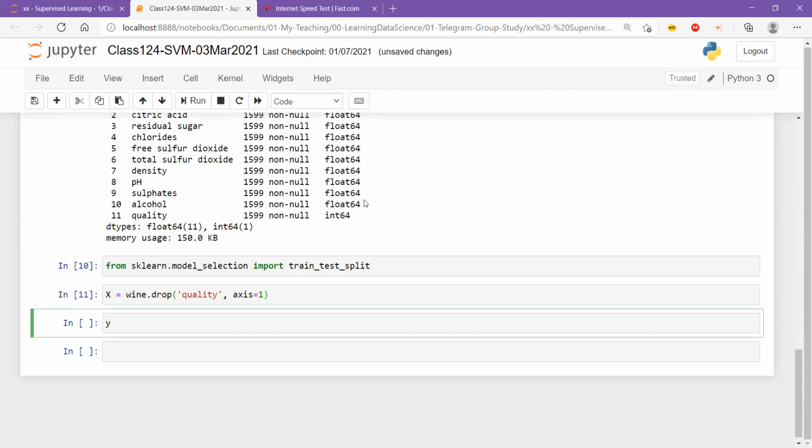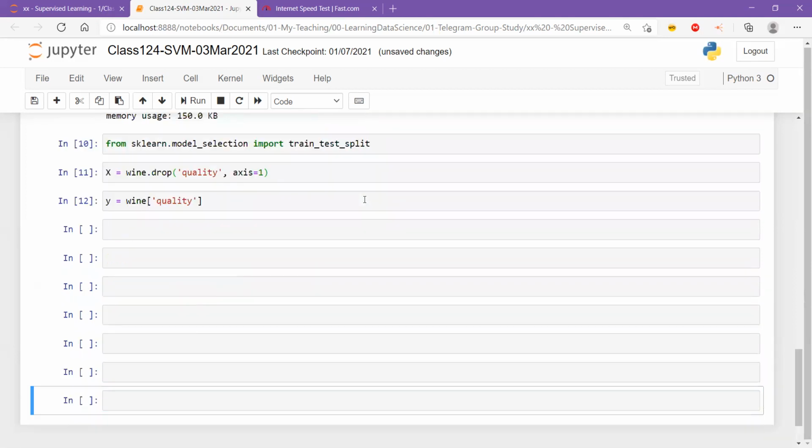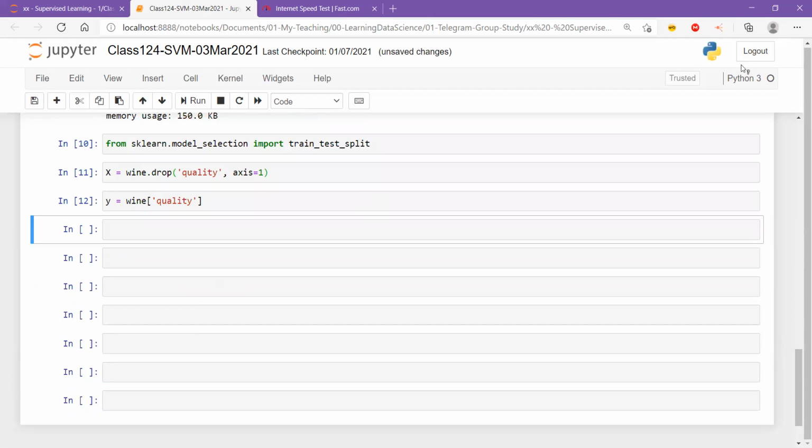The second is going to be wine and quality. So I've just taken X and Y. Let me just increase the number of cells. I've just taken X and Y. Now I have X and Y. I have to create the training and the testing sets. Okay. So I'll create them first.